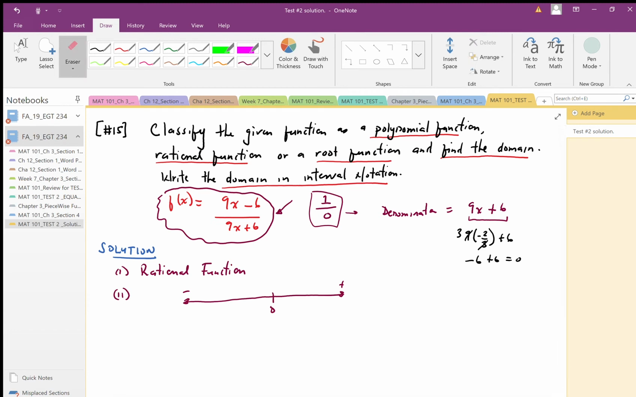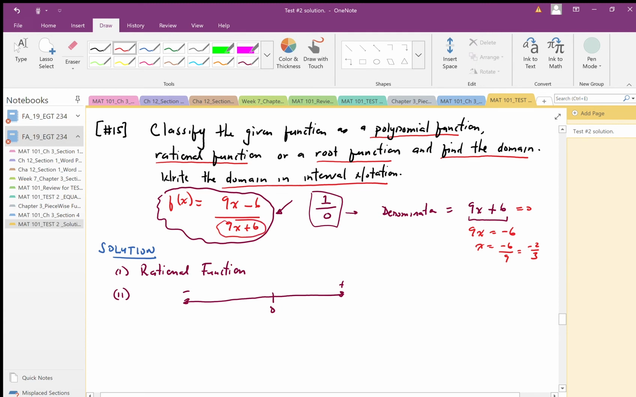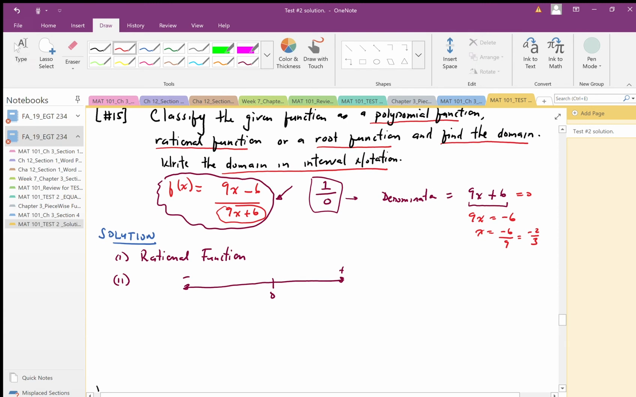Or you could do it this way, as I showed you earlier. You set your denominator equal to 0, right? Equal to 0. And you solve for x. That's 9x equals negative 6. X equals negative 6 over 9. When you reduce it, you're going to get negative 2/3. So you know that x equals negative 2/3 is going to make this denominator go to 0. Okay, by that being the case, you know that you're going to have negative 2/3 here. Okay, so, and this is going to be open on your interval.